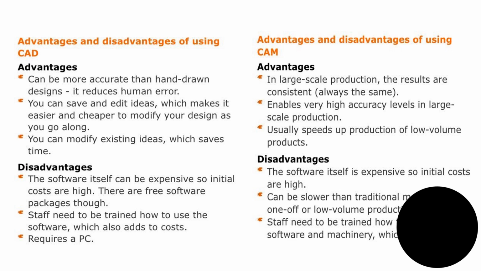Advantages of CAM. So in large-scale production, the results are consistent. They are always the same. It enables very high accuracy levels in large-scale production. It usually speeds up production for high-volume products as well. Disadvantages of CAM. The software itself is expensive, so initial costs are high. It can be slower than traditional methods for one-off or low-volume products, and staff need to be trained on how to use the software and machinery, which can be costly and can also take a bit of time as well.